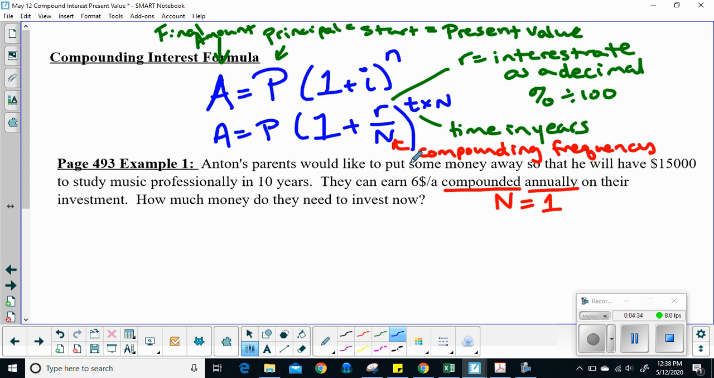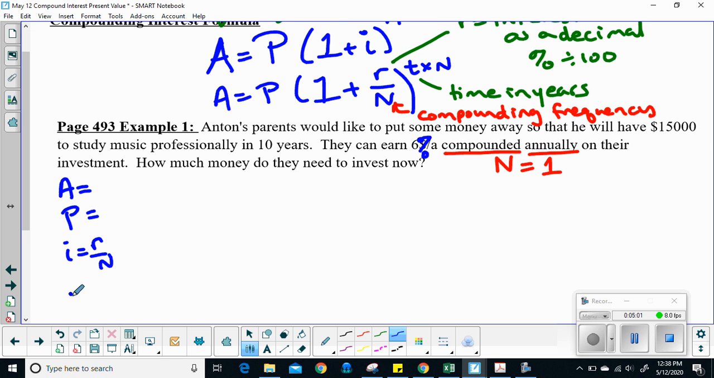So let's decode our question here. Anton's parents would like to put some money away so that he will have $15,000 to study music professionally in 10 years. They can earn 6% per annum compounded annually on their investment. How much money do they need to invest now? So as soon as I see that we are compounding, I know this is my formula, so let's list things out. A, P, i equals r over N, little n is t times big N.